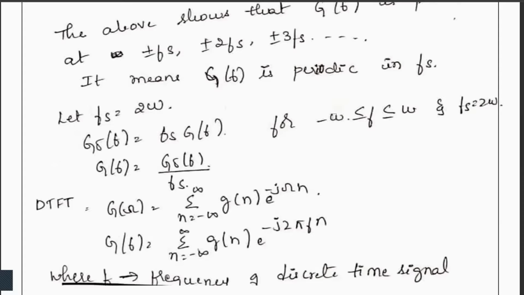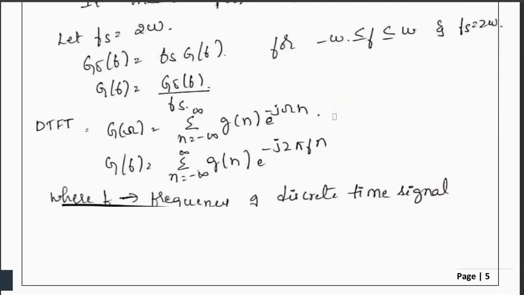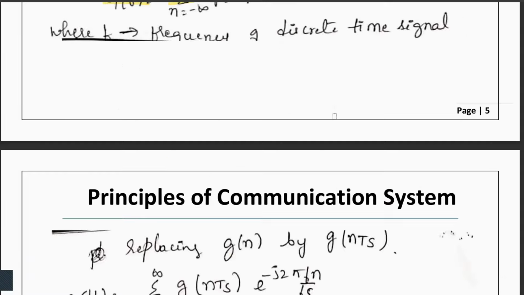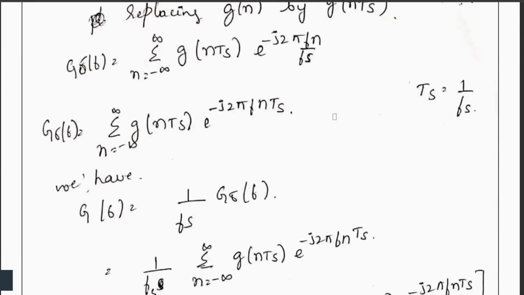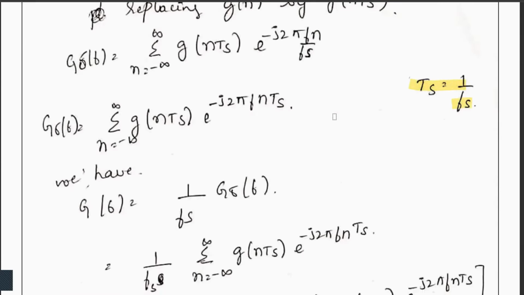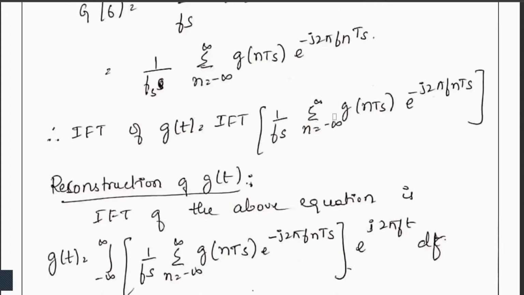Using that, we can write the expression where our G(f) will be the summation of n equals minus infinity to infinity of g(n) e power minus j 2 pi f n, where f is the frequency of the discrete time signal. Replacing g(n) by g(nTs), we get the above equation, you just replace that. So we know Ts is equal to what? 1 by fs. So replace that, we get a final equation. By taking the inverse transform, we get the equation.